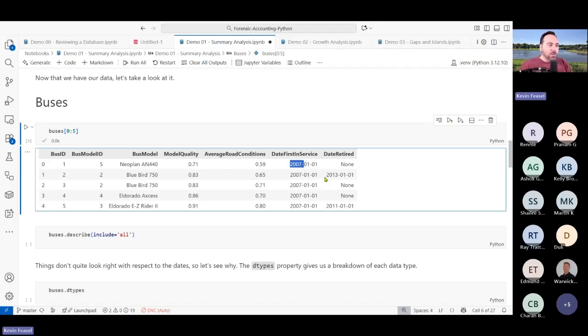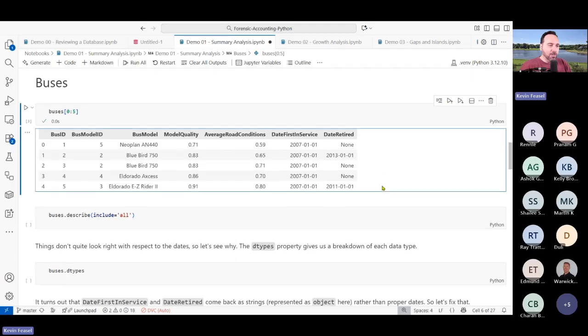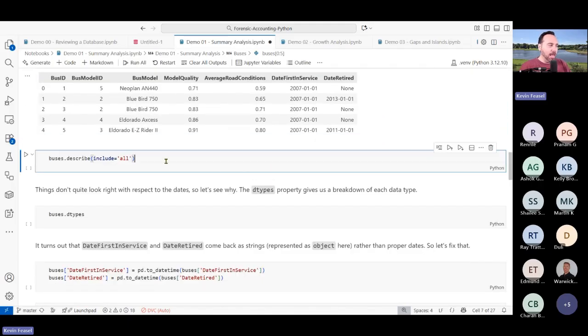We also have when it first went into service and when it was retired. So some of these buses have been around for a little while and some of them have been retired. So we've got that information in the bus table.